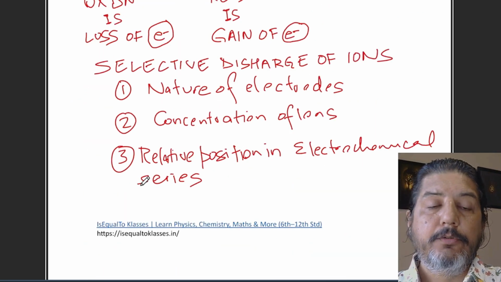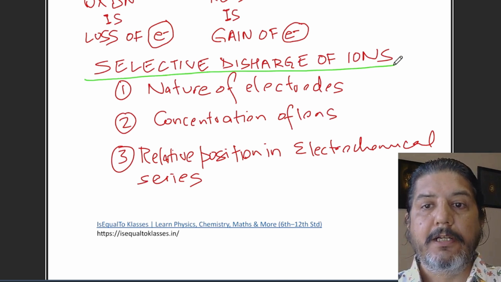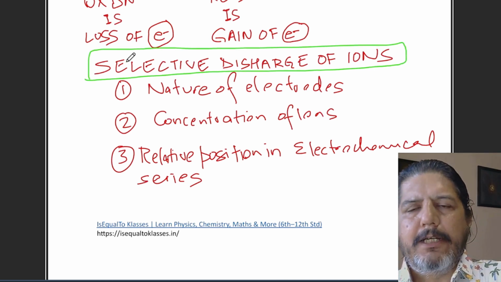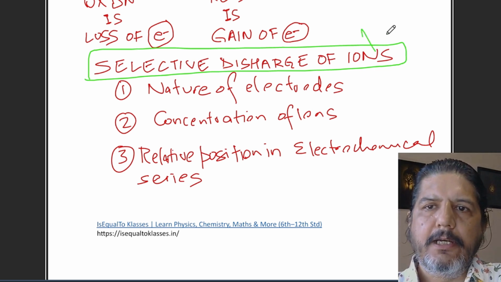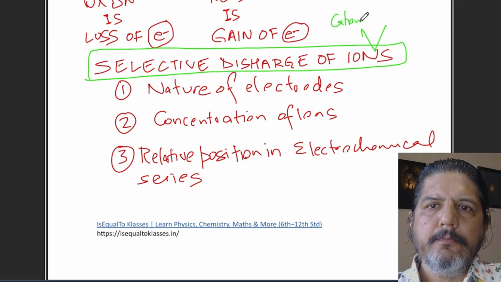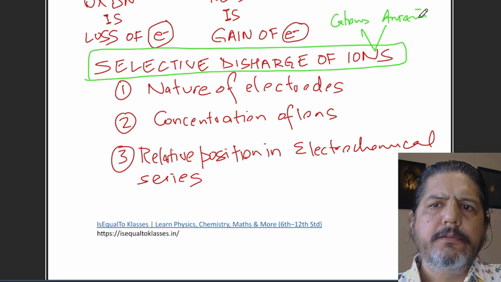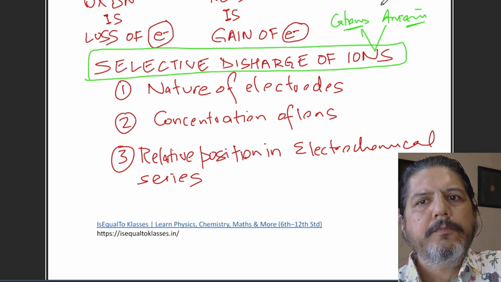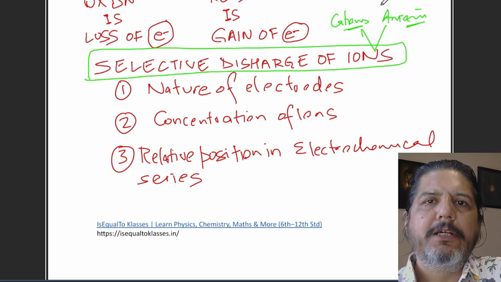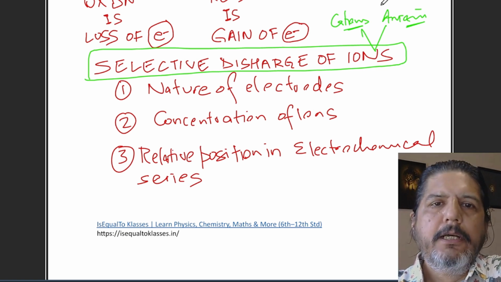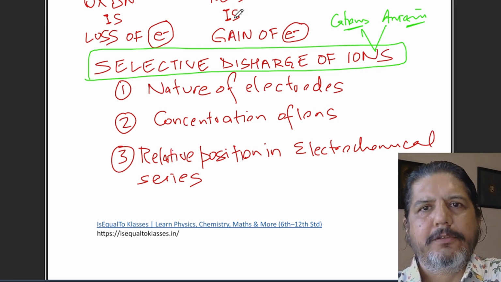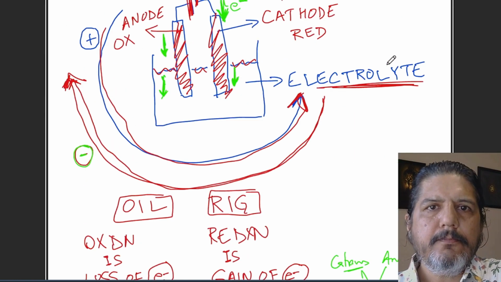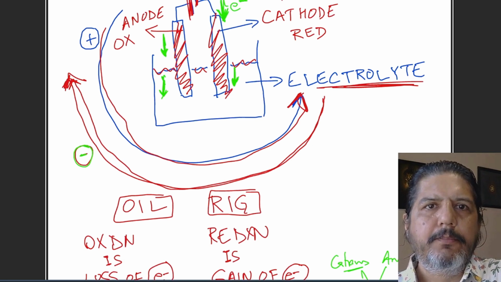The third and final thing that you need to understand is that in electrolysis there is a selective discharge of ions. So what does it mean, selective discharge of ions? You will have cations and anions, and if you have done electrolysis, you will understand there has to be a discharge of the cations and the anions. So what I'm trying to say is that there's a selective discharge of ions. The selective discharge of ions depends upon the nature of electrodes.